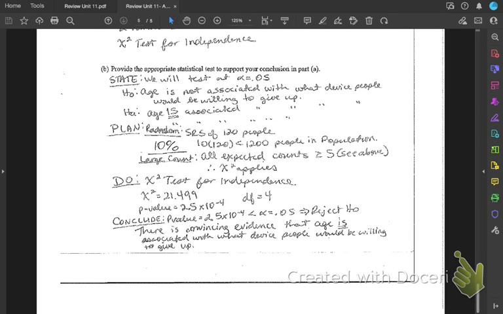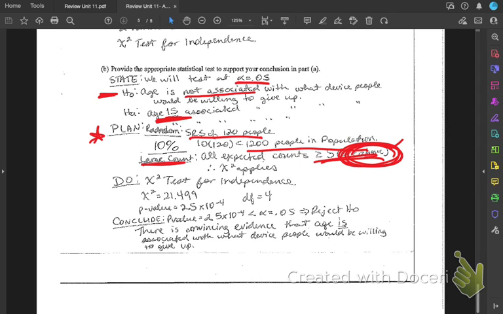State: we will test at alpha equals 0.05. The null hypothesis, the age is not associated with what device people would be willing to give up, basically saying that there's no association here. The alternative is that there is an association between age and what device they would give up. Plan: we have an SRS of 120 people. There's definitely more than 1,200 people in the population. Our large counts, all of our expected counts are greater than or equal to 5. We can see the matrix above.